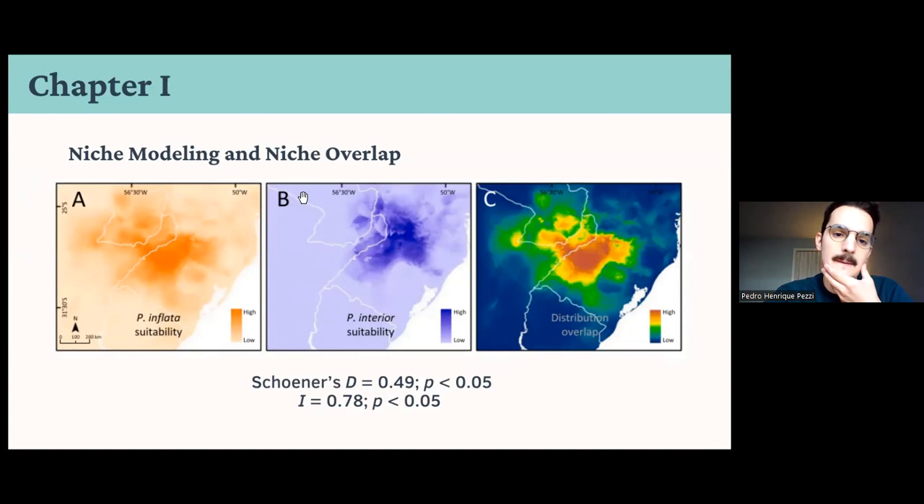And also we tried to see if they had some niche differences or not. So we used Schoener's D and the I statistic as a measurement of niche overlap, and we compared it to the null hypothesis. We can see here that they have a little bit of niche similarity, but when we compare to the identity test, the null hypothesis, we can see that it's significant, showing that they have distinct niche preferences. So they didn't conserve the same niche.